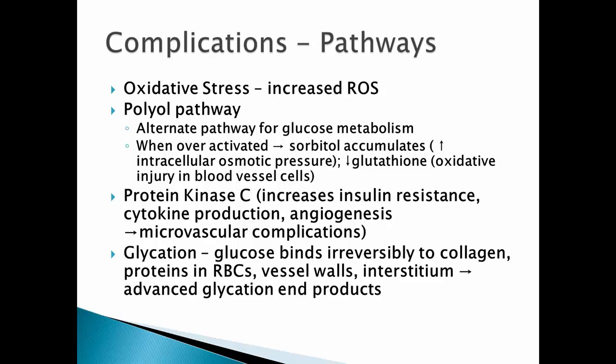Oxidative stress through the reactive oxygen species, that alternate pathway for glucose metabolism, the polyol pathway that leads to intracellular osmotic pressure, as well as oxidative injury, activation of protein kinase C, which is a signaling protein that increases insulin resistance, and angiogenesis, which causes some of those microvascular complications. And then with the glycation, this irreversible binding that then leads to the advanced glycation products that ends in abnormal cell proliferation, inflammation, and procoagulant changes in the endothelium.